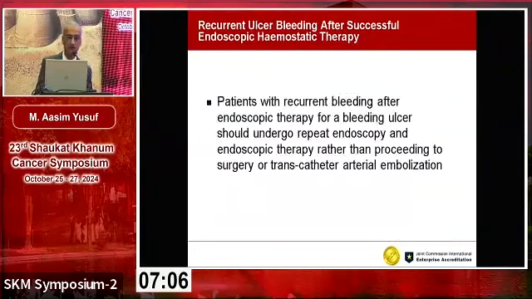And so the guidelines here are very clear that patients with rebleeding after initial hemostatic control of a bleeding ulcer should undergo repeat endoscopy rather than have surgery or radiologic intervention. So first endoscopy, you control the bleeding, the patient rebleeds, should have a further attempt at endoscopy before going on to other forms of treatment.